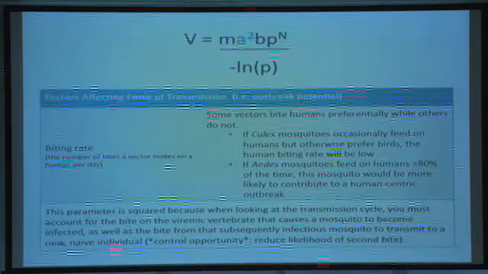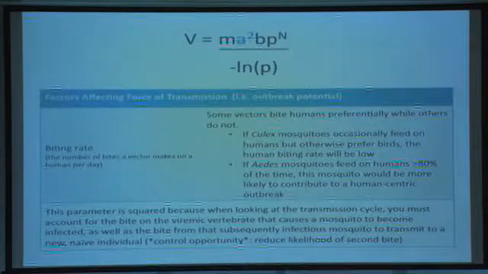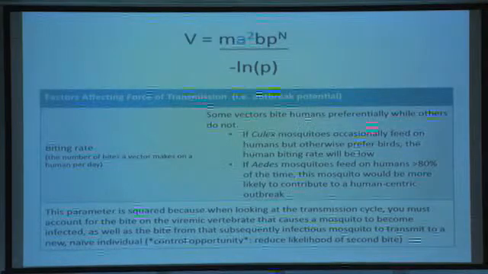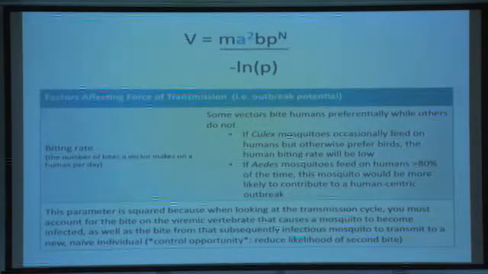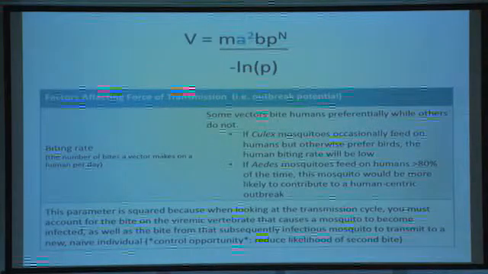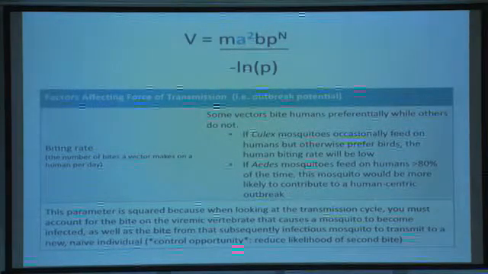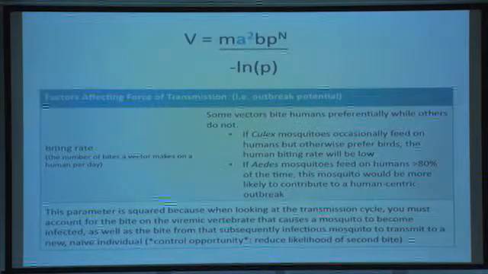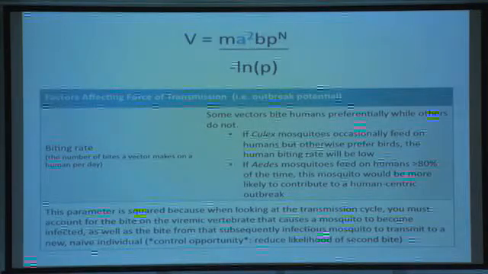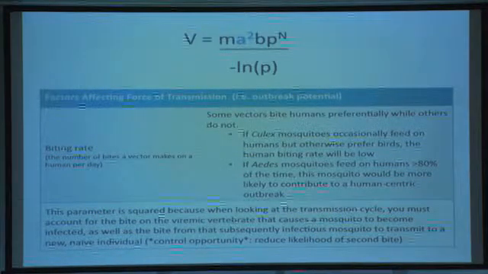So here A squared is the biting rate, the number of bites a vector makes on a human per day. Some vectors preferentially bite humans while others do not. An example here, and this isn't anything exact, so don't take this home and tell people about it, is that if Culex mosquitoes occasionally feed on people but otherwise prefer birds, this is going to reduce the fidelity rate and the effective feeding rate. So there's going to be less efficient transmission from bite to bite coming out of that sort of mosquito. If, on the other hand, an Aedes mosquito is more likely to feed on people, this mosquito is going to be said to have a higher fidelity, and it's going to be more likely to contribute to a human-centric outbreak. It's going to force more of its bites on the important host.